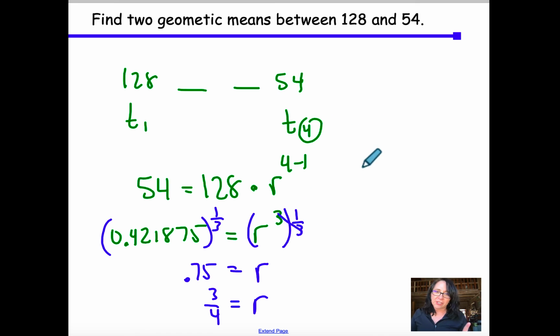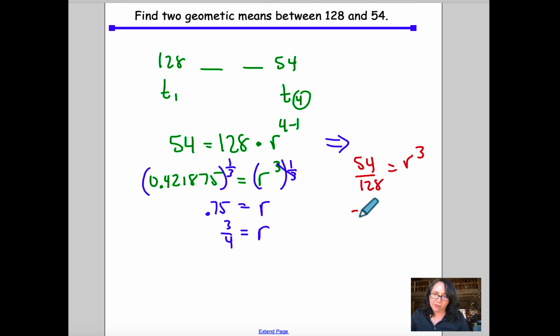Just really quick, I want to check something. Right here on this step, I'm going to just veer off. 54 over 128 equals r to the third power. First, I'm going to divide by 2. So if I divided this by 2, I'd get 27. Oops. Okay, 1, 2, 8. Yeah, that's 64. Divided by 2 is 64 equals r cubed.